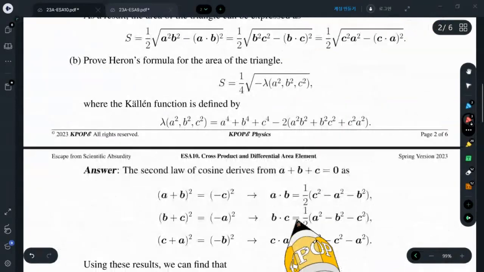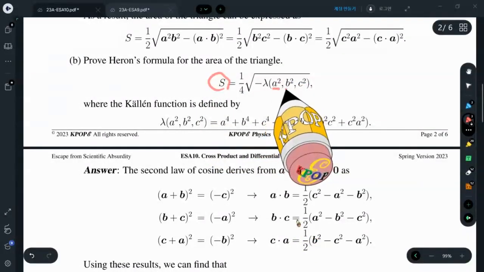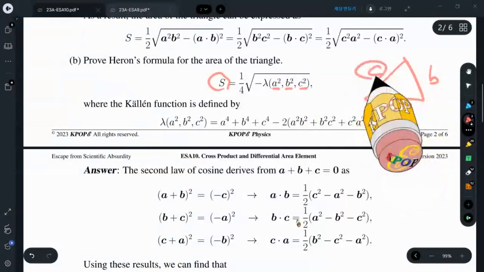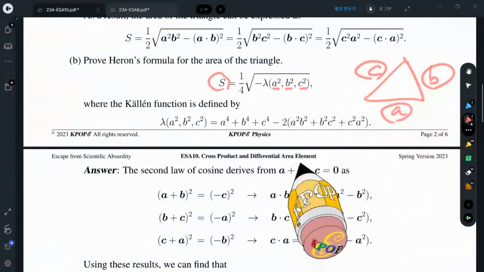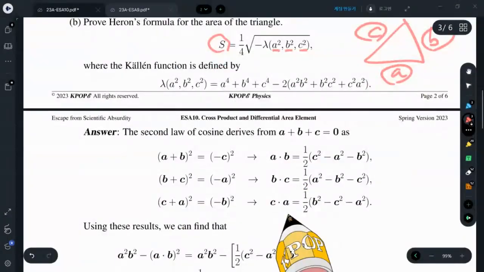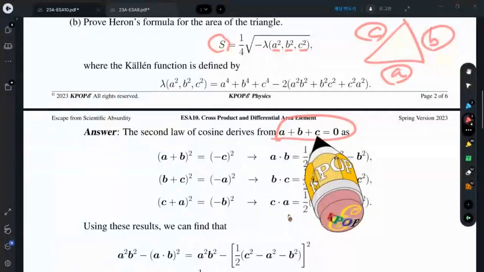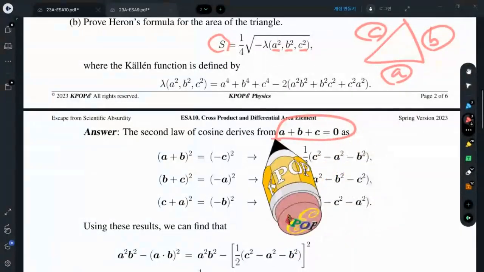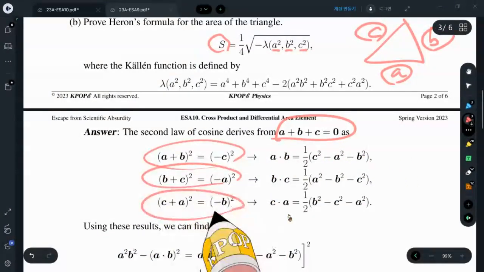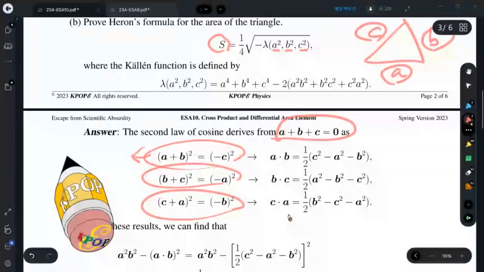Next, prove Heron's formula for the area of the triangle. Area of a triangle can be computed using the side lengths of a triangle. Remarkable. If I know the three lengths of a triangle, then I can compute the area exactly. Okay, what should I do? I know this is 0. Because of this, a plus b equals minus c, b plus c equals minus a, and c plus a is minus b. Why don't we square these formulas? Haha. And then I can expand this. What's that?